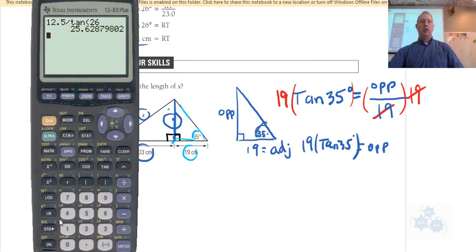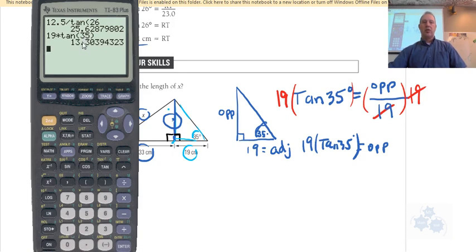Okay? So please make sure you can do this on your calculators. Just make sure you can do that. So you simply do 19 times, and then you type in tan 35. Good idea to always close the brackets, just in case you add something after this. You want to make sure you close the brackets because we want just the tan of 35, nothing else. Okay?